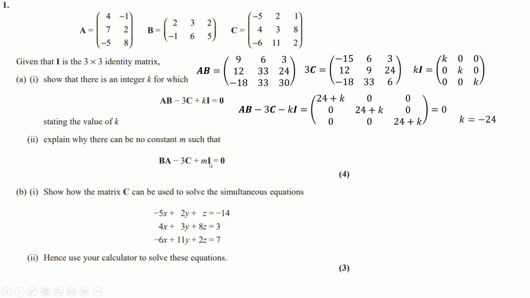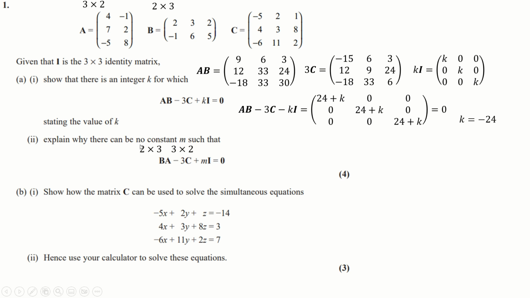Explain why this doesn't work. Well, B times A you can do. A is a 3 by 2, and B is a 2 by 3. So when you multiply them as they are this way, your result is a 3 by 3 matrix, as we got. But if you swap those over and do a 2 by 3 times a 3 by 2, the result is a 2 by 2 matrix.